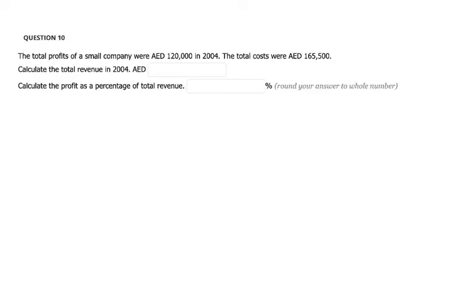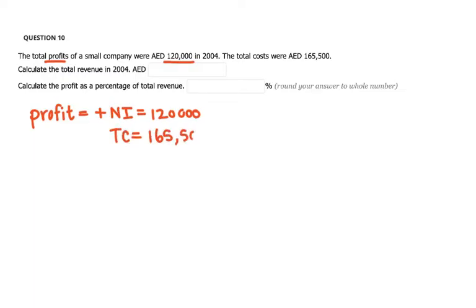Okay, we'll do one more question. It said total profits of a small company were 120,000. Now remember, there's not a letter for profit in our formulas. Profit just means positive net income. So they're telling us the net income was 120,000 and the total costs were 165,500. First thing they want us to find is the total revenue. Well, let's remember this relationship that the net income is the total revenue minus the total cost.